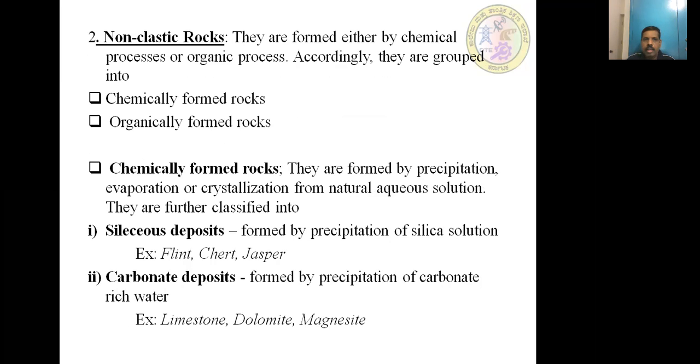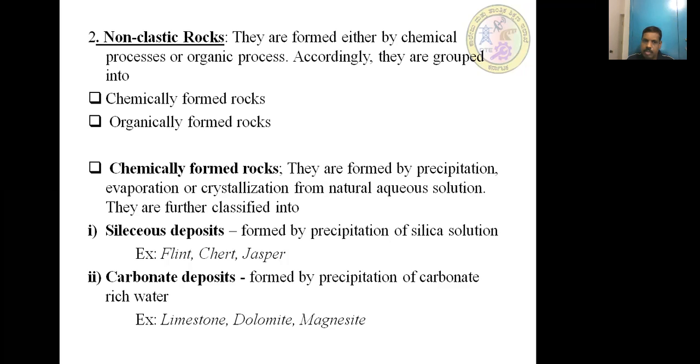Next one is non-clastic rocks. These are formed either by chemical process or organic process. Accordingly, they are grouped into chemically formed rocks and organically formed rocks. Chemically formed rocks are formed by precipitation and evaporation or crystallization from natural aqueous solution.